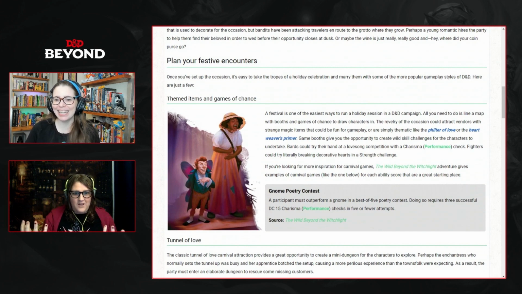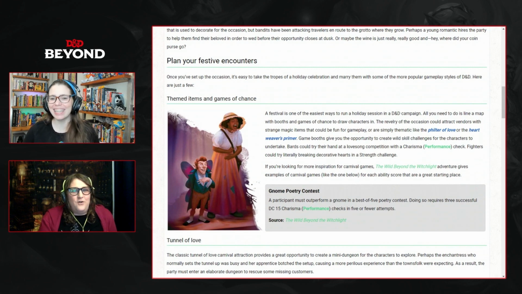So, a tunnel of love was an example that I had of a mini dungeon you could run for this. I mean, tunnel of love is maybe more of a carnival idea than necessarily Valentine's Day, but it's in that overall trope, that overall zeitgeist of things. I had a really fun time this past fall. I did a harvest festival game and I ran a fun house because I was thinking, those are the fun things you'd find at carnivals.